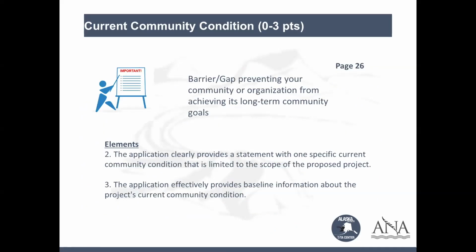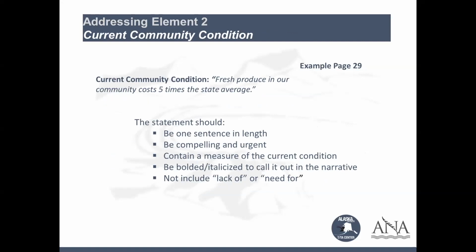The current community condition is a barrier or a gap that's preventing your community or organization from achieving that long-term goal. This sub-criteria is worth 3 points, and there are 2 elements to address. One of them is that you provide a single statement, and the other is the baseline for that condition. Again, you want to call out the current community condition, bold it, and then write the condition.